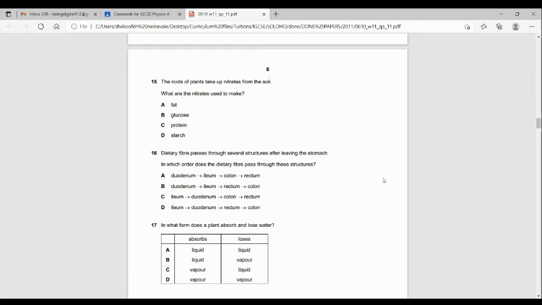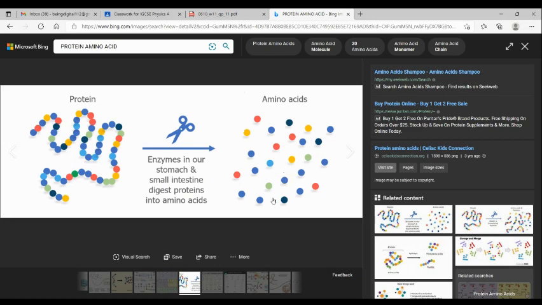Question number 15. The roots of plants take up nitrates from the soil. What are the nitrates used to make? This is also very important. So I need to first explain the structure of the protein one more time to make this clear for you. Look at this diagram. This figure shows that the amino acids are joined together to make a protein chain. In our digestive system, because protein is a very huge molecule, it first needs to be broken down into amino acids that are quite smaller, so that they can pass through the intestinal wall, get into the bloodstream and be carried to the cells.